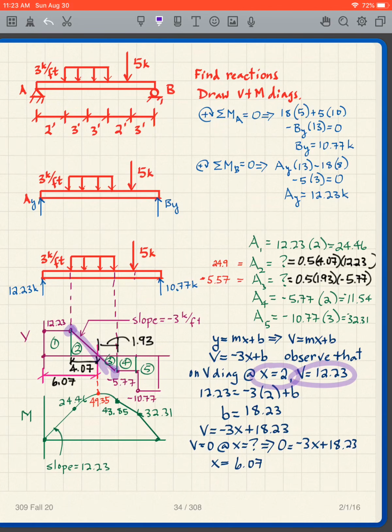Do not choose this point, or this point, or this point, or this point, or this point. None of those points are on that straight line. So you have to choose points that are on that straight line.